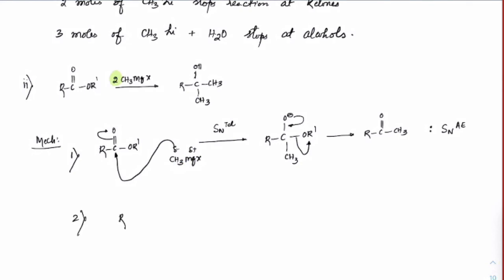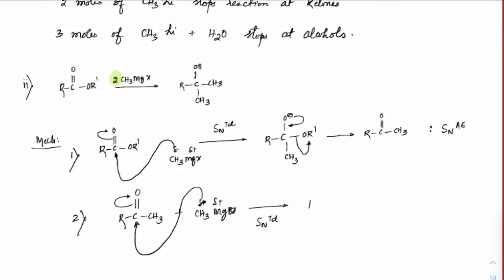Step 2 is that this ketone which has formed, RC double bond O CH3, if you treat again with 1 more mole of CH3MgBr, minus and plus, it would attack here. This is also followed by SNTD, so we will have this as RCO minus CH3 and CH3. Now there are no leaving groups here. So on simple hydrolysis, we will get the alcohols. OH, CH3, CH3.